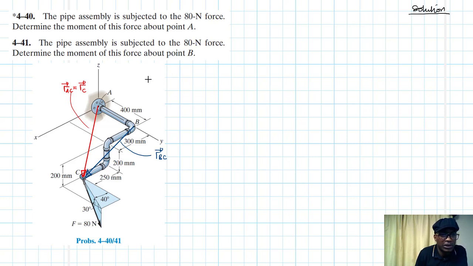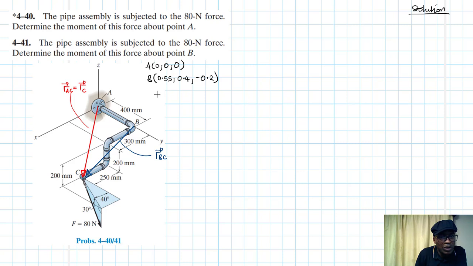Let's identify the coordinates for C. Since A is just 0, 0, 0, B, we have the coordinates in the X, that's 250 plus 500. I'll convert it to meters. That's 550, so it's 0.55 in the X. And then in the Y, the dimension is 400, which is 0.4. And then in the Z, it is 200, therefore convert it to minus 0.2, going down 0.2.